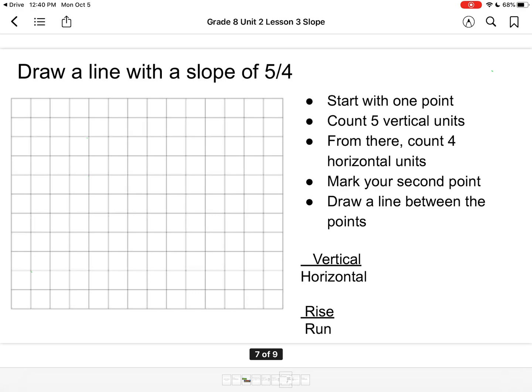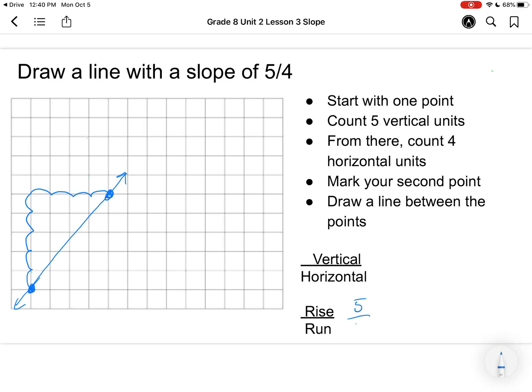And to draw a line with a slope of 5 over 4, pick a point. I'll pick here. And a slope of 5 over 4 means I rise 5 and go to the right 4. And that's my second point. And you can draw it like this, where it continues in both directions. So it's 5 over 4. It goes up 5 and to the right 4.